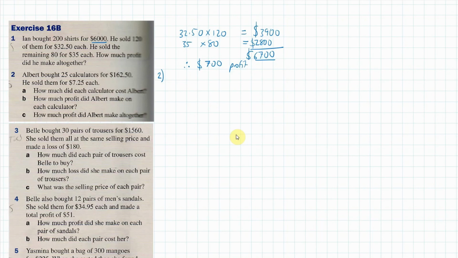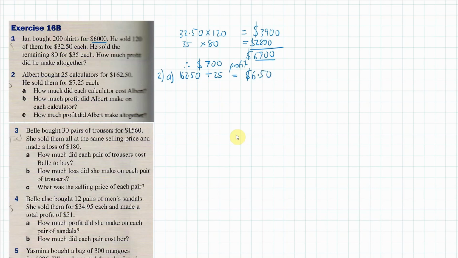Albert bought 25 calculators for $162.50 and he sold them for $7.25 each. How much did each calculator cost him? Okay, so for part A, we have $162.50, and that's how much 25 costs. So if we want to find out what 1 costs, we're just going to divide this by the 25. If we divide that by 25, this should give us $6.50 per calculator.